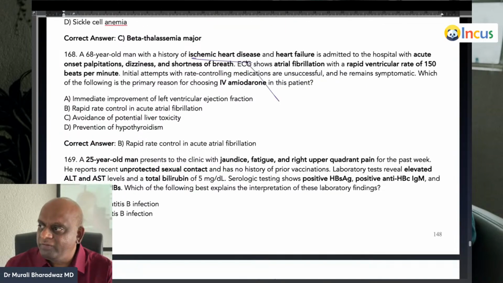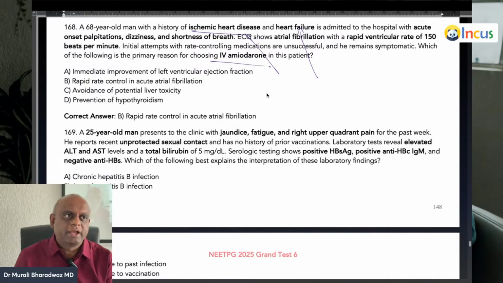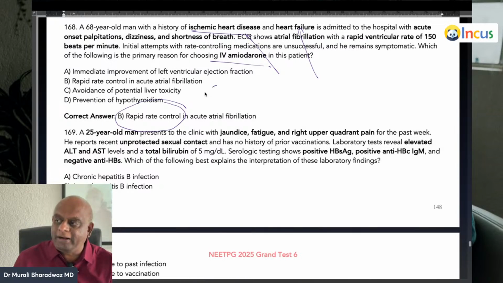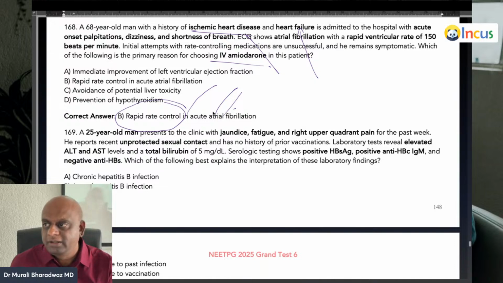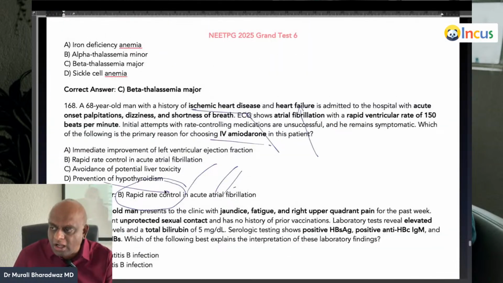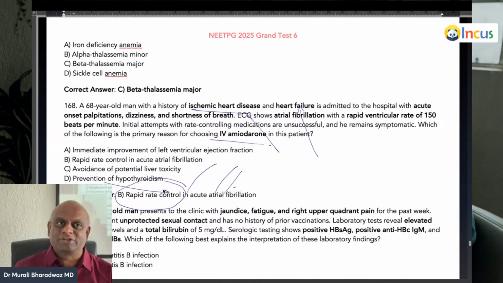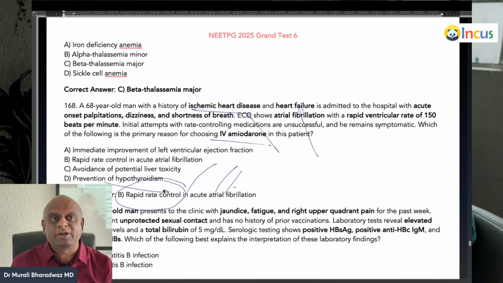A 68-year-old with ischemic heart disease with heart failure was given IV amiodarone. So what does IV amiodarone do? It will decrease the ventricular rate, rapid rate control in acute atrial fibrillation. In fact, amiodarone can cause hypothyroidism, can cause hyperthyroidism also. Both are possible with amiodarone.